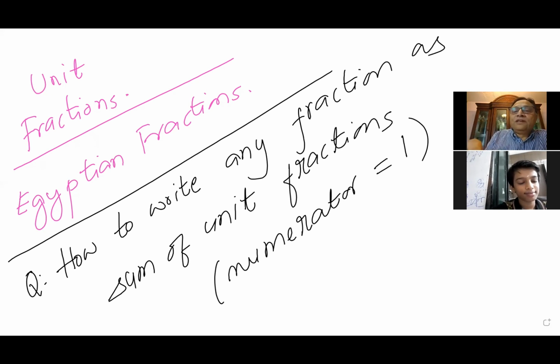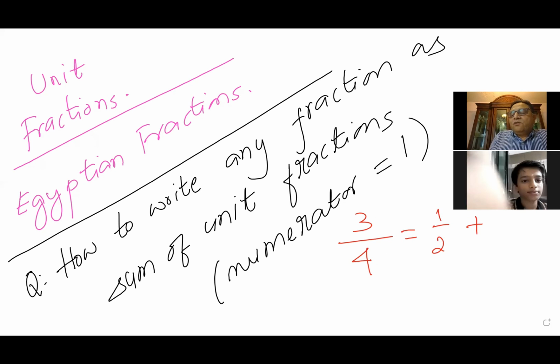Just as we did one just now. And that was, we figured out what is 3 by 4 equals to, right? 3 by 4 is half plus 1 by 4, correct? In the next lesson, we will further explore Egyptian fractions.